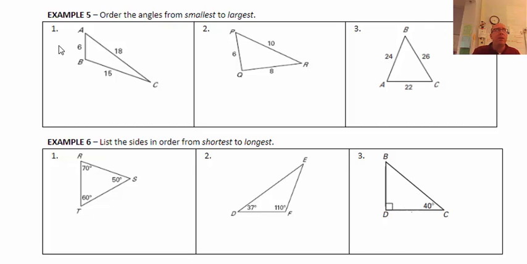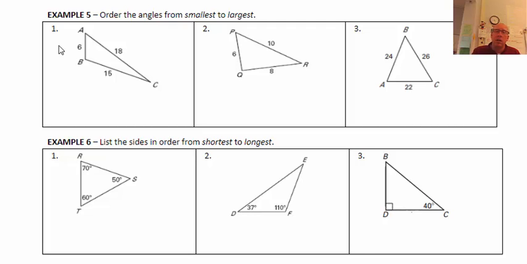So example 5 is actually going to build from theorem 6.8, known as the triangle longer side theorem, where it states the largest angle in a triangle is found opposite the longest side, and also the smallest angle is found opposite from the smallest side. So the directions here are to order the angles from smallest to largest.